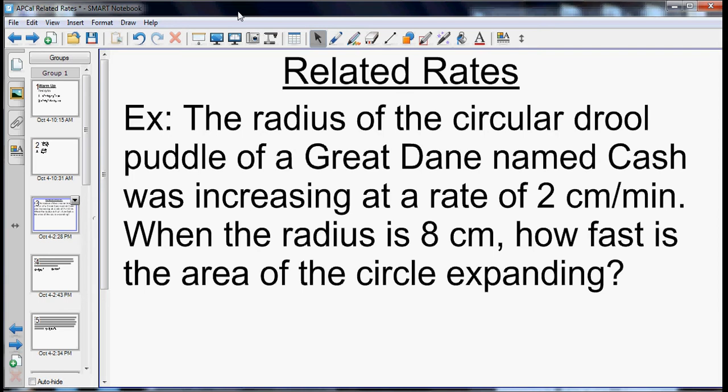We're going to talk about related rates. Related rates is just what it might sound like. We're looking at how the rates, or the velocity or the rate of change between different things, how they are related, how they affect each other.